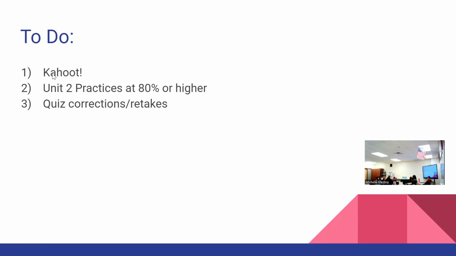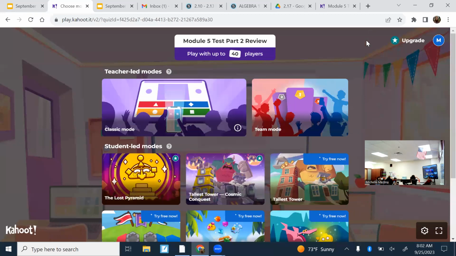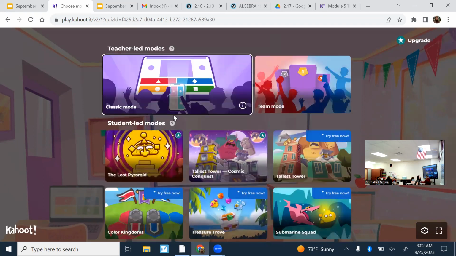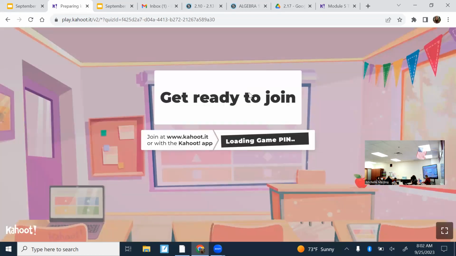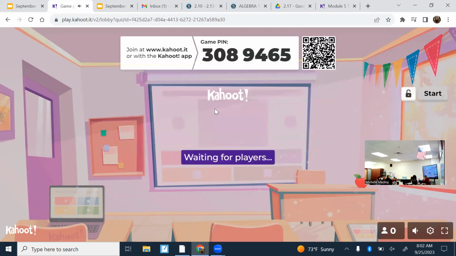All right, do you want to do team mode or individual? Okay, so then classic mode. And you can do the Kahoot on your Chromebook or on your phone. I recommend for the calculator, either use the one you're planning to use for the test or Desmos. All right, there's a code.